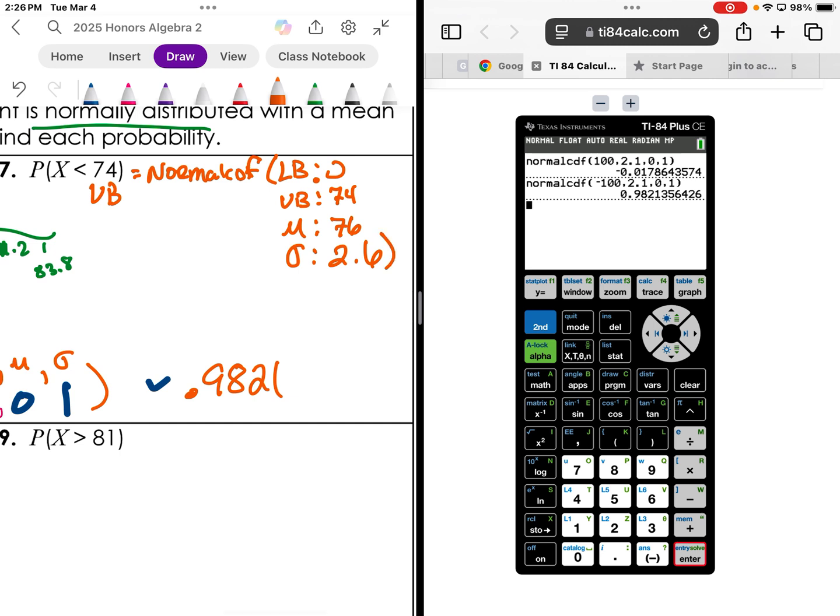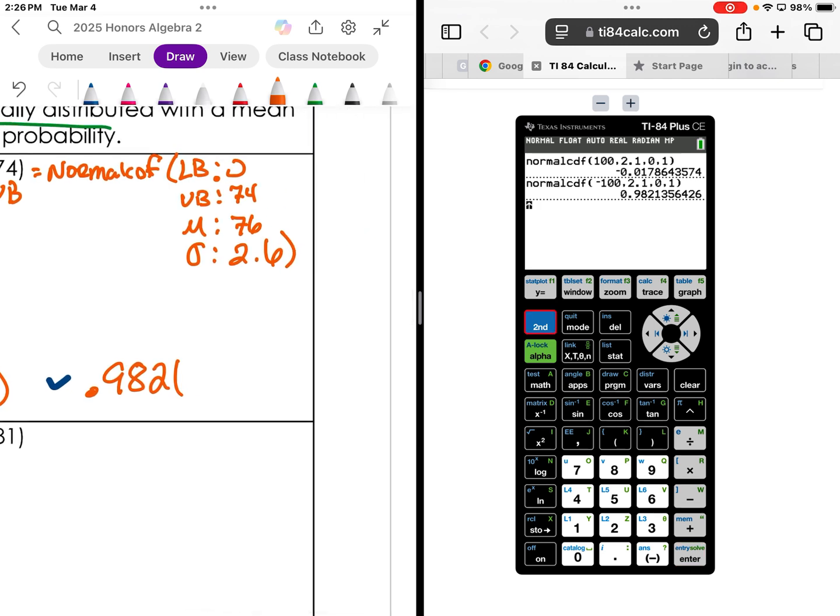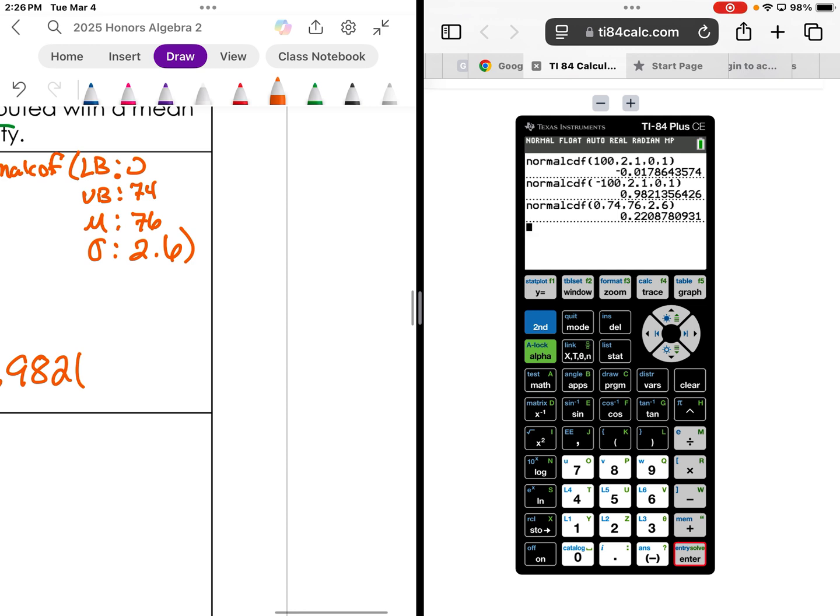And so now we're going to go to the calculator. Second vars, second option, normal CDF, hit enter. My lower bound is 0, because we're not working with z-scores. I can't hit negative yardage. My upper bound is 74. Then my mean is 76, standard deviation is 2.6. I hit enter a couple times, and I find out that that is 0.2209.